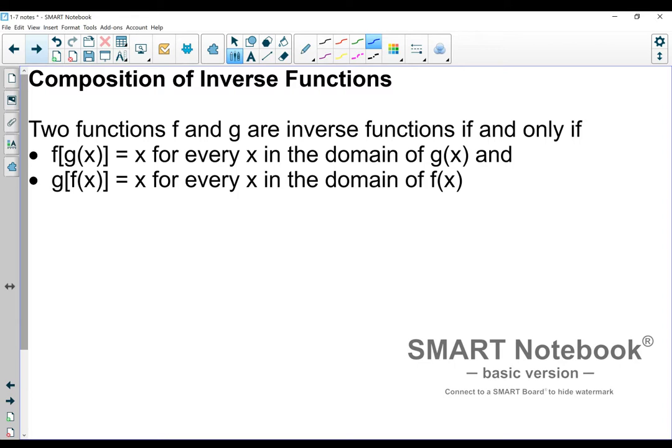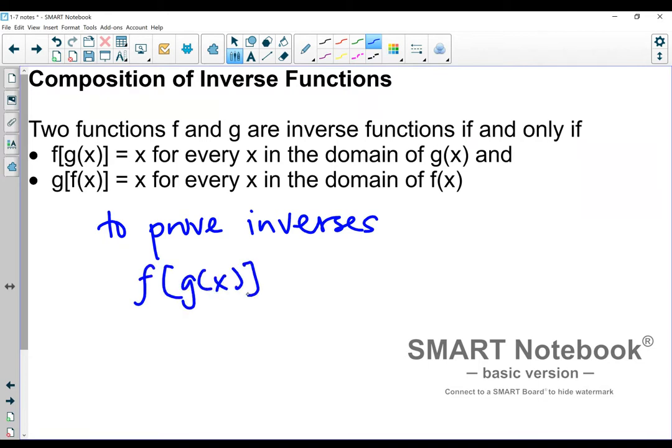And when we're using composition to show inverses, what we're really doing is saying that to prove inverses, I must show that f of g of x equals g of f of x equals x. So let's make sure we understand what that's saying. This is saying if I apply a function and then I apply its inverse, I go back to the original thing I had. And that makes sense.